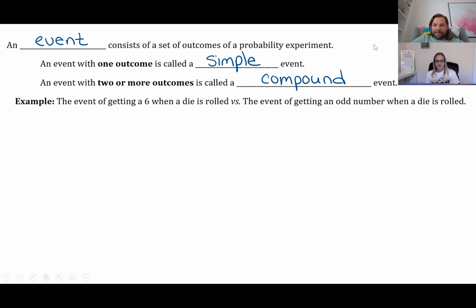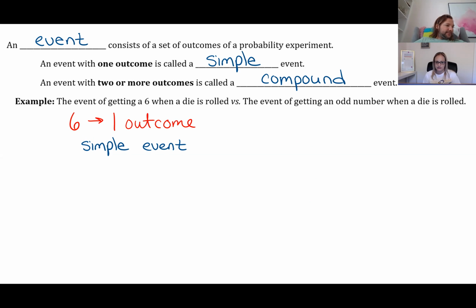So the event of getting a 6 when a die is rolled. When you roll a die, how many ways are there to get a 6? Well, there's only one. You would actually have to roll a 6. So there's one outcome there. So we would call that a simple event.